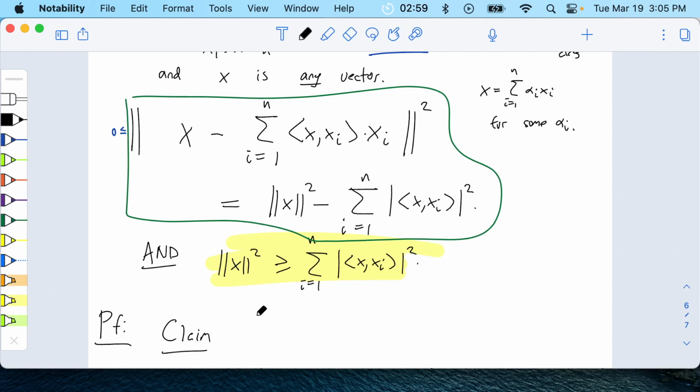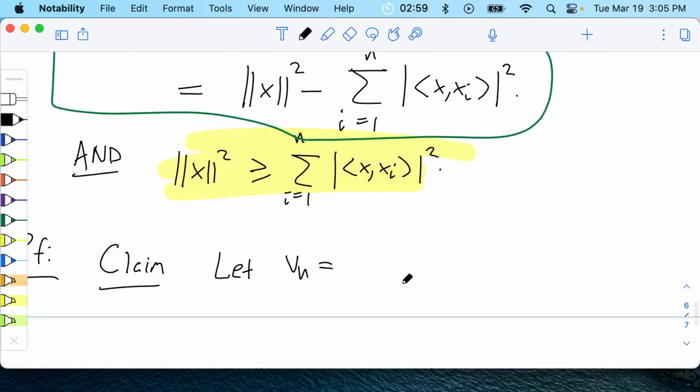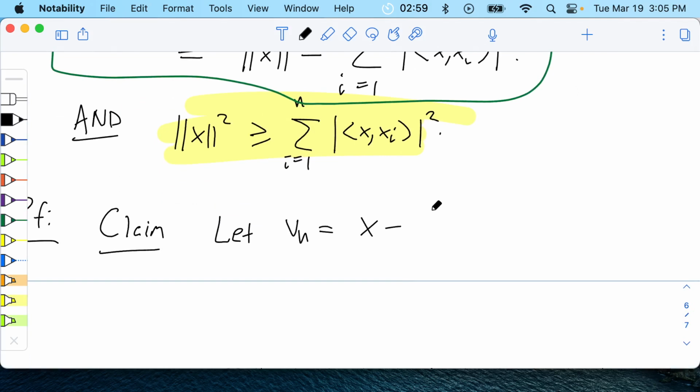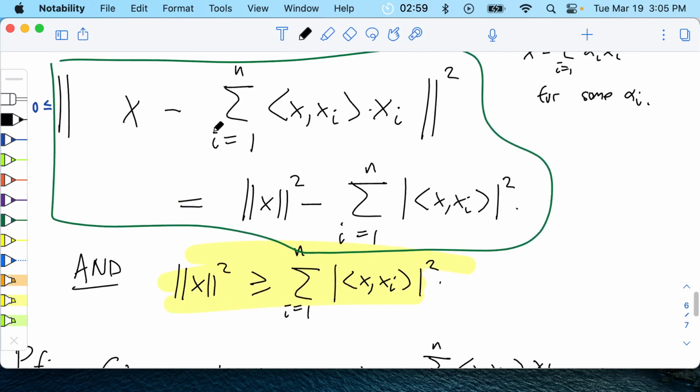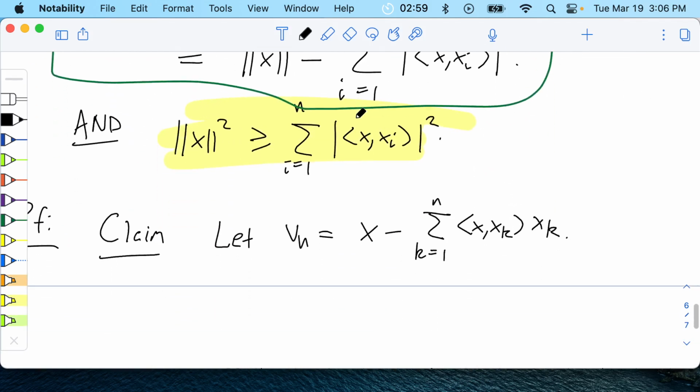We're going to make a vector called Vn. Let Vn equal, what is Vn? It's going to be x minus the sum from k equals 1 to n of ⟨x, xk⟩ xk. Okay, that's the vector that we're taking the norm of, right? So this is exactly the vector that appears here. If I had defined it first, I could have just written that there, but that's Vn.